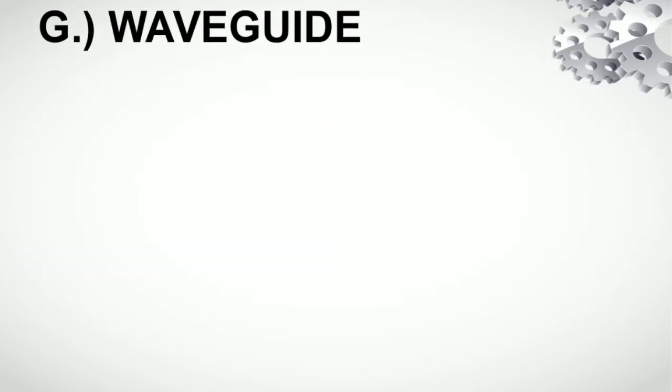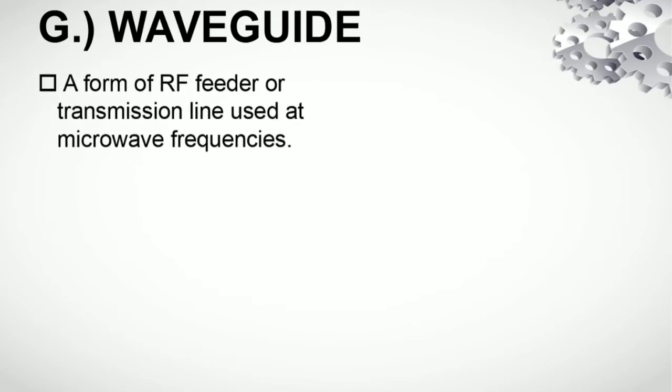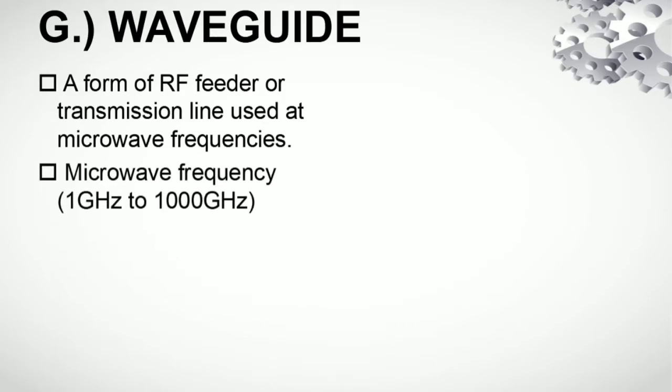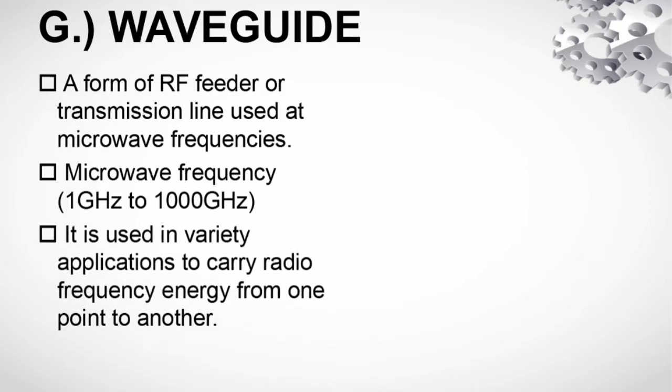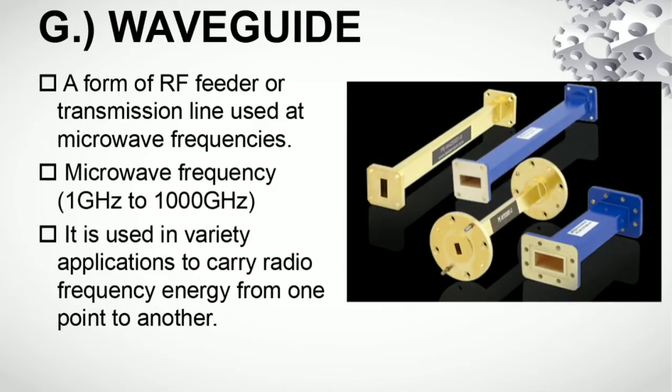Waveguide. It is a form of radio frequency or RF feeder or transmission line used at microwave frequencies. The frequency range is around 1 gigahertz to 1000 gigahertz, which is the microwave frequency range. It is used in a variety of applications to carry radio frequency energy from one point to another. Here we have the illustration of the waveguide.